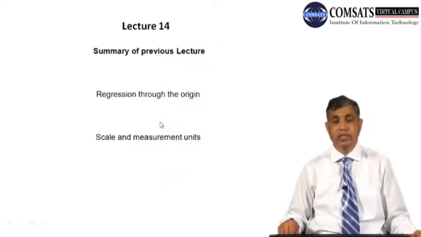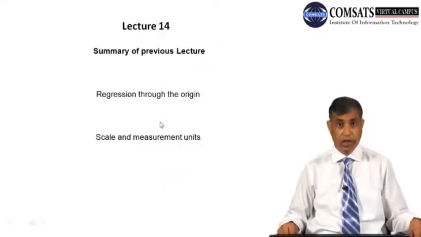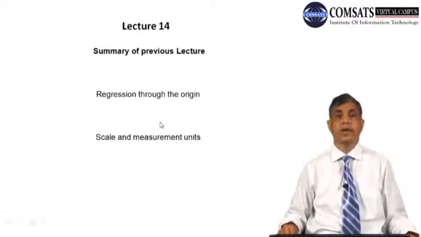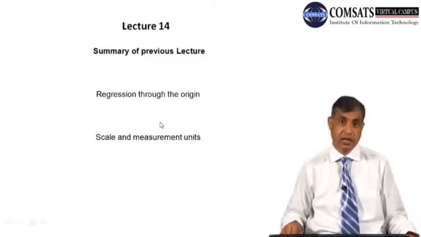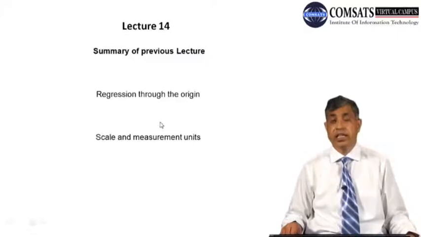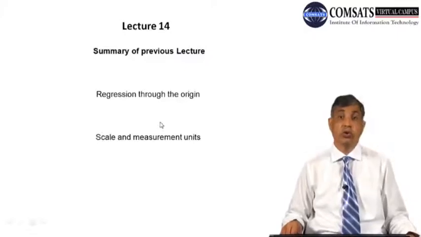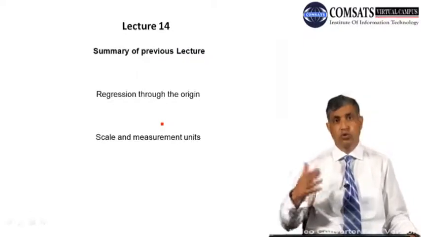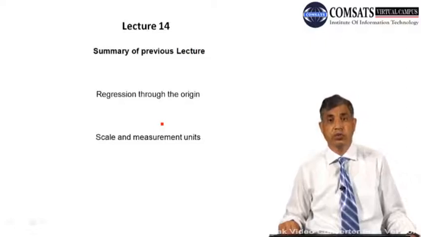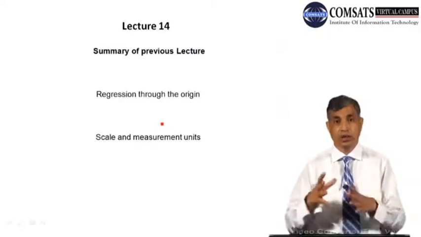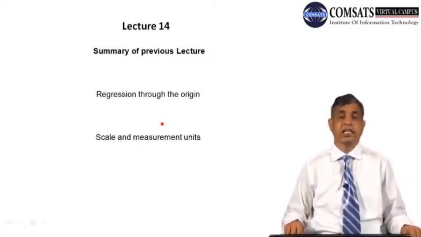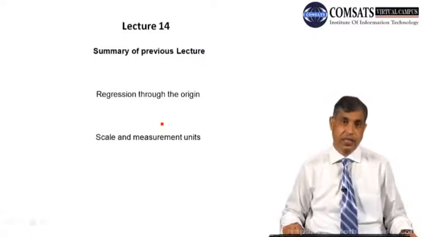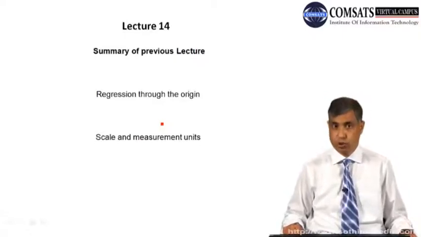So I would like to give the summary: regression through the origin. I am thinking now you are very good and very strong in regression, because it is overemphasized, as I say, that regression is the fundamental tool in your analysis. So you know its importance. My purpose is to give you that there are two major kinds of regression: regression with the intercept and regression through the origin.